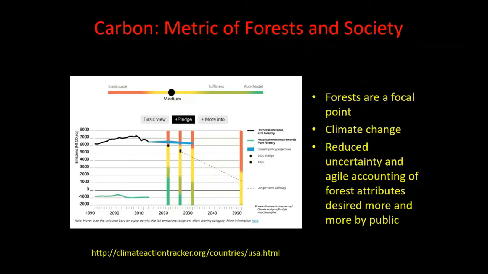Why is carbon important? A lot of you already know this. Really, it is a metric of forest and society these days. I say society because it really is the burning of fossil fuels. You know, carbon stored long ago through the growth of vegetation millennia ago. And certainly it's a metric of forest.